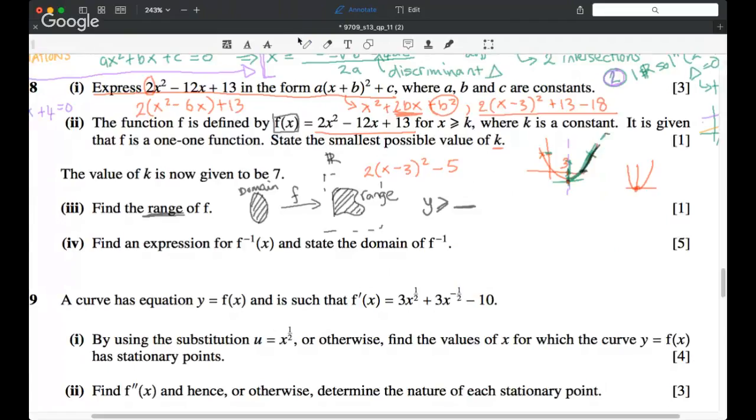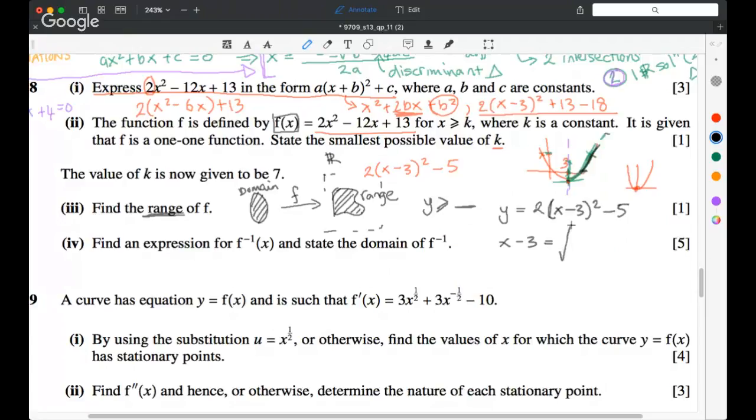Let's call F of x y. So we have y is equal to, well, actually let's put it inside, very convenient, this formulation we worked out: 2 times (x minus 3) all squared minus 5. So x minus 3 is equal to the square root of (y plus 5) over 2, plus or minus. So x is equal to that plus 3.